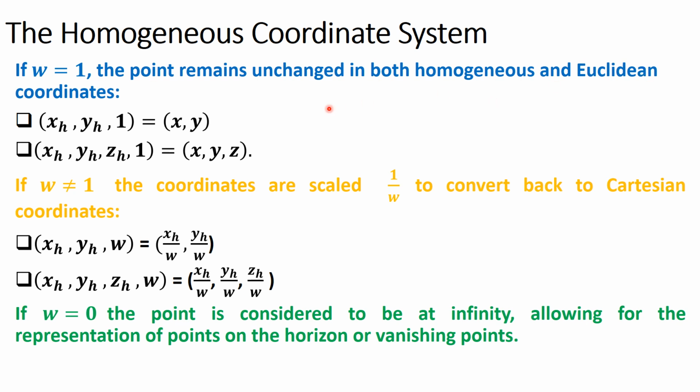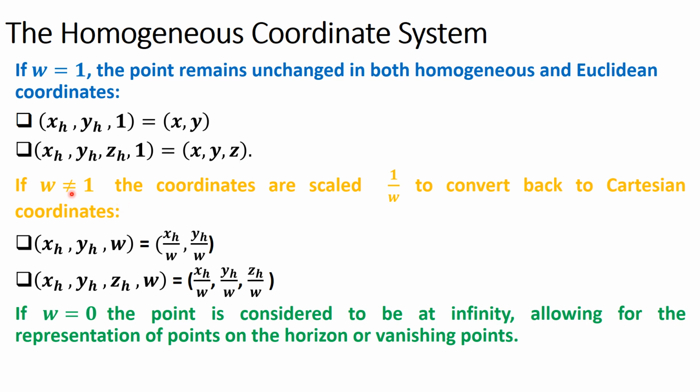So if w equals 1, then in 2D, if a point is x, y in the Cartesian or the Euclidean coordinate, then it is x h, y h, w in the homogeneous coordinate. It remains unchanged. And it goes the same for 3D: x h, y h, z h, 1 equals x, y, z.